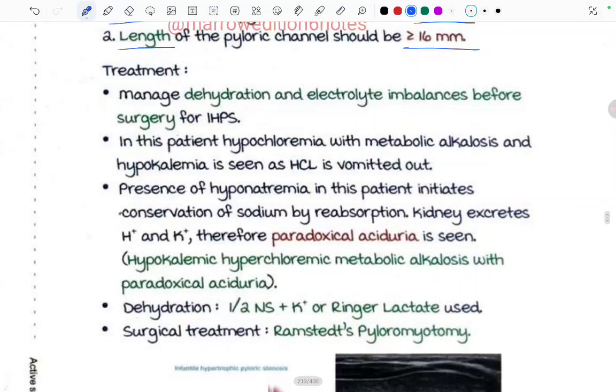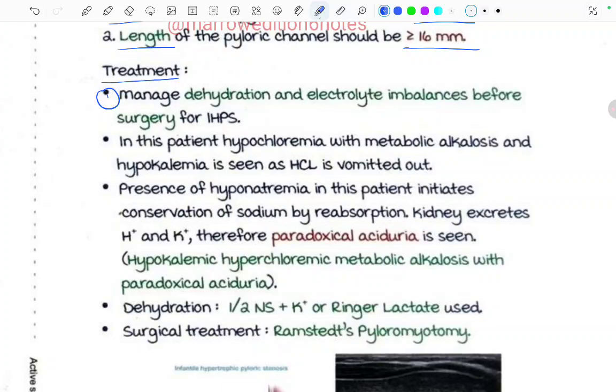Now, what is the treatment for IHPS? Manage the dehydration and electrolyte imbalances before the surgery of IHPS. In this patient, hypochloremia with metabolic alkalosis and hypokalemia is seen as HCl is vomited out. So, metabolic alkalosis, because HCl is vomited out, there will be decreased acid leading to metabolic alkalosis.